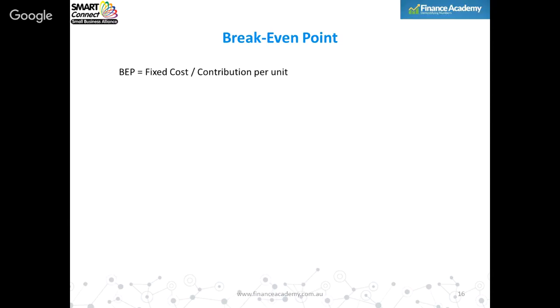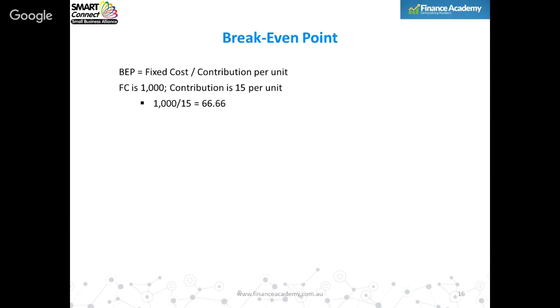So break-even point is fixed cost divided by contribution per unit. Going back to the example of Melbourne burger shop, fixed cost is $1,000, which was the rent. Contribution per unit was $15, which we calculated for. So $15 per burger is the contribution made whenever one burger is sold.